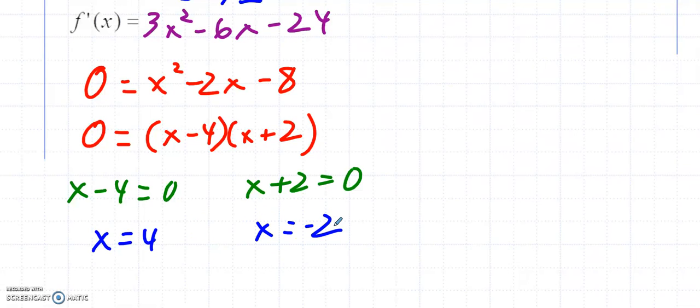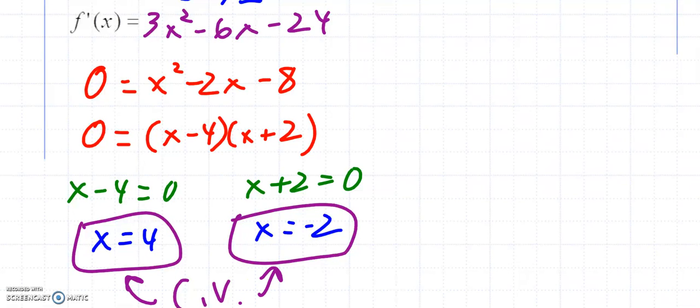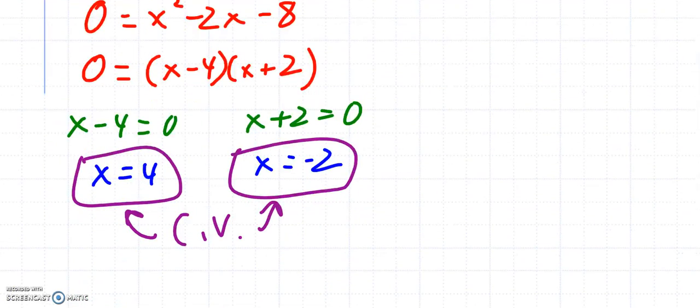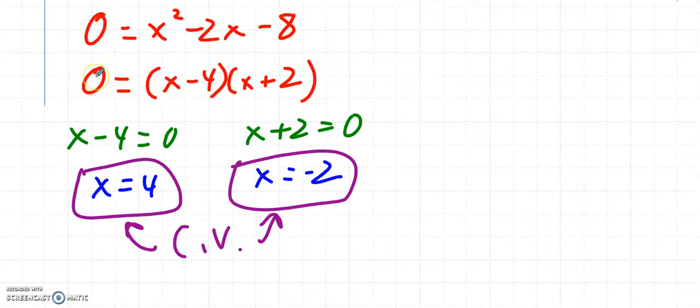So we get critical values of x equals 4 and x equals -2, but remember, we were only looking on the interval -3 to 1, so we are going to, my bad, ignore this as a critical value. So now we need to find the maximum and minimum though. So this is where we just use the critical values and the endpoints.